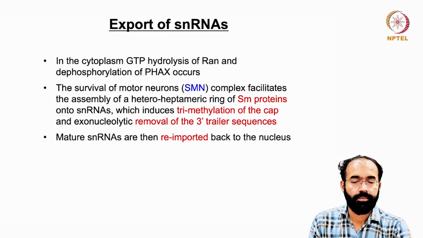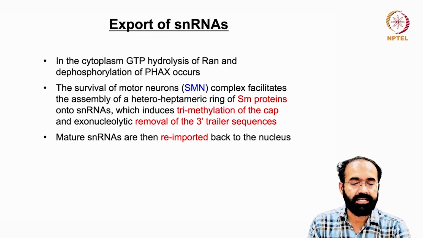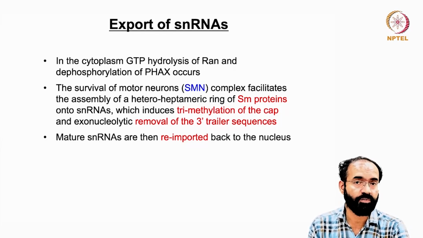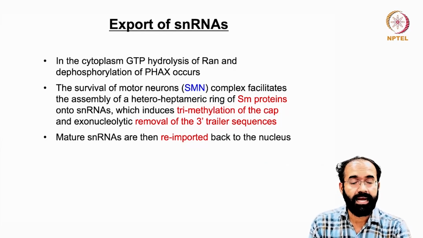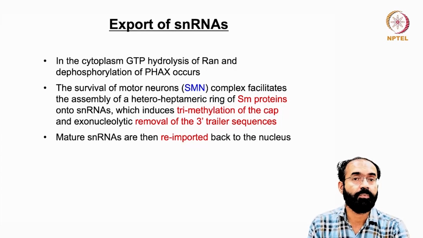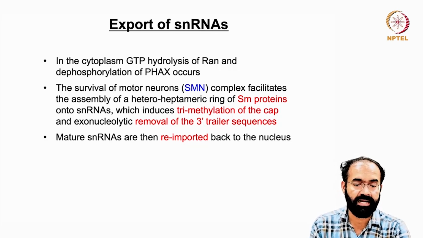So let us see in detail about the export of snRNA. In the cytoplasm, the GTP hydrolysis of RAN and the dephosphorylation of PHAX occur, because the PHAX protein is phosphorylated in the nucleus. Another protein, the survival of motor neuron SMN complex, can facilitate the assembly of the heteroheptameric ring of Sm proteins. We saw in the earlier class how the Sm rings are assembled during the maturation of snRNA.